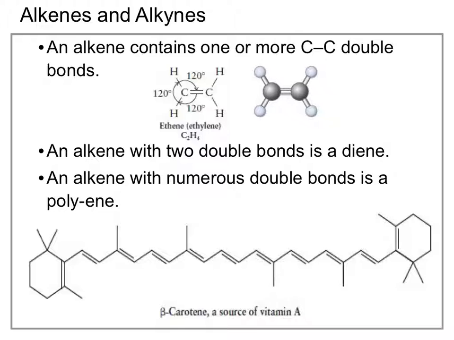An alkene with 2 double bonds would be referred to as a diene, and an alkene with numerous double bonds is referred to as a polyene. And we can see an example of that here. Beta-carotene, which is a source of vitamin A, has a fairly extensive structure, and we can see that it has numerous double bonds throughout the entire molecule. So it would be an example of a polyene.